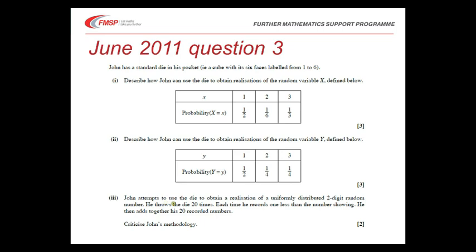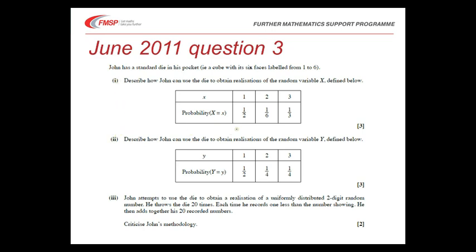You're told John attempts to use the die to obtain a realization of a uniformly distributed 2-digit random number. He throws the die 20 times. Each time he records 1 less than the number showing. He then adds together his 20 recorded numbers. Criticise John's methodology.